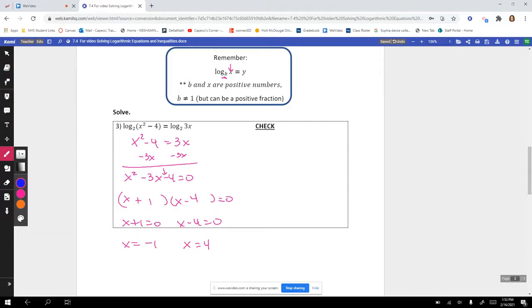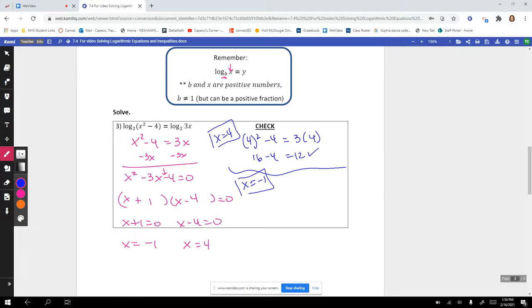Let's start with the 4. Now I just have to go and check my arguments, right? So I have 4 squared minus 4 is equal to 3 times 4. So this is x is equal to 4. That's what I'm checking right now. So I get 16 minus 4 is equal to 12, which is true. So that one's good. Let's try x is equal to -1.